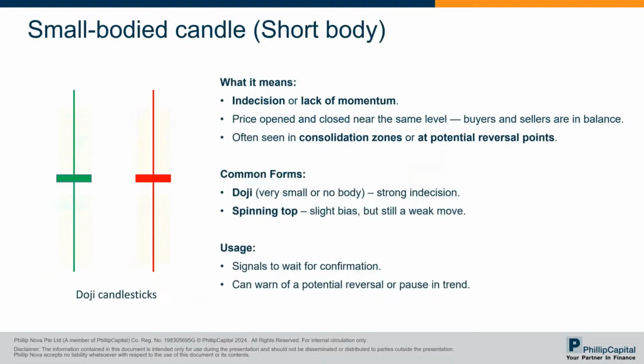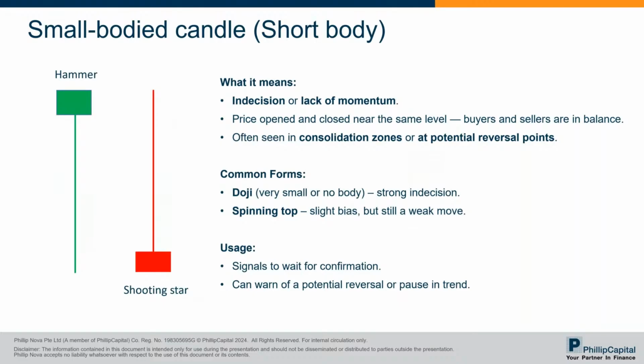On the other hand, when you see a candle that has a small body, this means that there's a level of indecision and lack of momentum. In short, prices may be consolidating at this moment. Some of the more common forms of short body candles are things like the doji candle and spinning top candle. You can research them on your own time. And there's also another form of the short body candle, which is the hammer and shooting star.